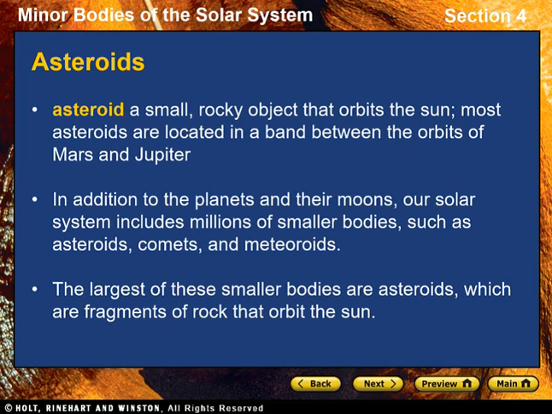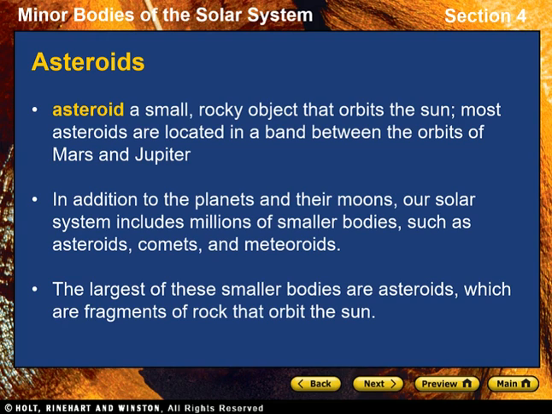Chapter 28, Section 4, Asteroids, Comets, and Meteoroids. In addition to the Sun, the planets and the planets' moons, our solar system includes millions of smaller bodies. Some of these small bodies are tiny bits of dust or ice that orbit the Sun. Other bodies are as big as some small moons. Astronomers theorize that these smaller bodies are leftover debris from the formation of the solar system.